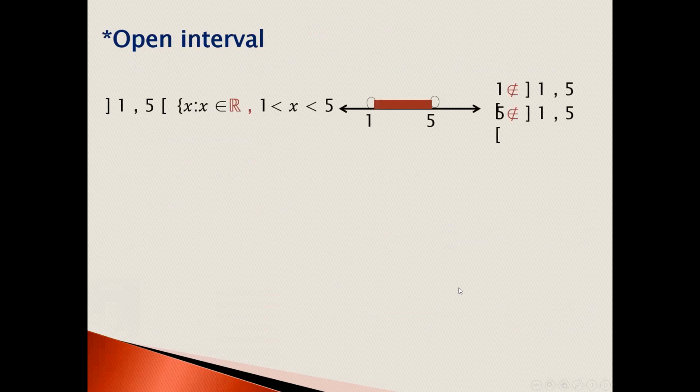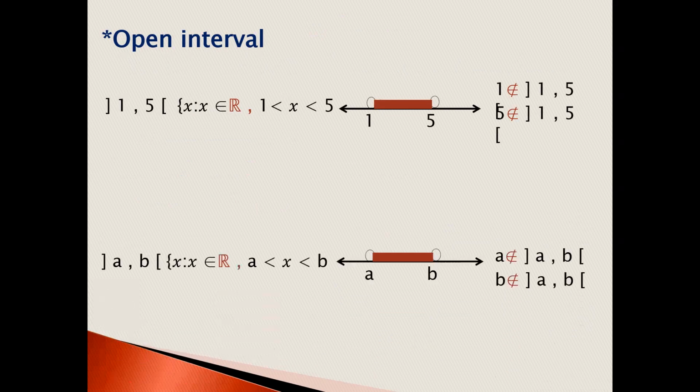Okay. Open interval means that if I have 1 and 5, open interval means x such that x belongs to R, x more than 1 and less than 5. That means that 1 is not included in the interval and 5 is not included, but the numbers between 1 and 5 are included.